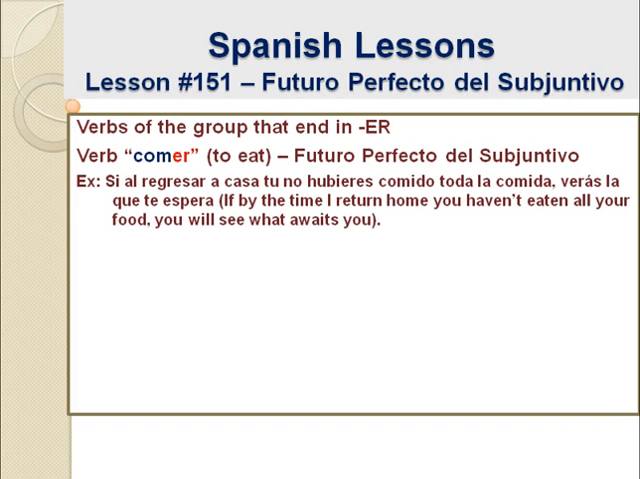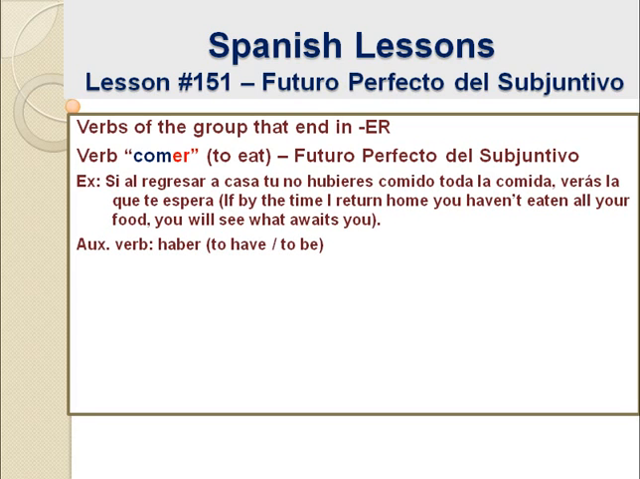So you can see that we can divide this in three different times or moments. If by the time I return home, that is one. You haven't eaten all your food, that is the second moment. You will see what awaits you. That is the third moment, okay? So you can see here clearly in which of the three moments it is that corresponds and that it's appropriate to use the futuro perfecto del subjuntivo, okay?